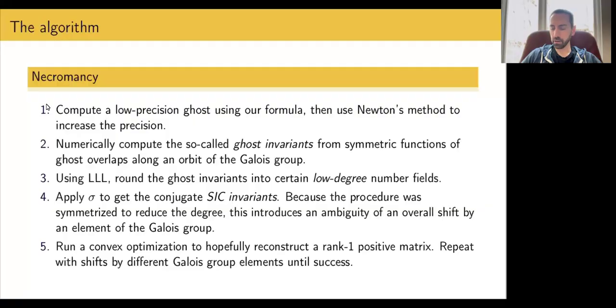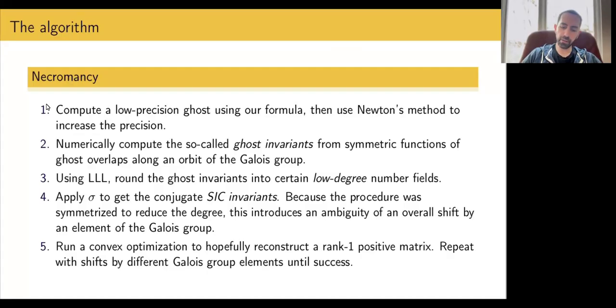So just briefly, an overview of how this algorithm works. It's pretty complicated. It would be great if there were simplifications to this. And Marcus Grassl has already come up with some improvements to this, actually, I should add. You compute a very low precision ghost, you evaluate that formula, and then you can use Newton's method to improve the precision. That's much better than trying to just directly evaluate that formula to high precision.